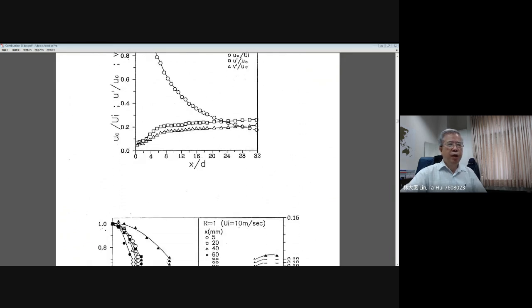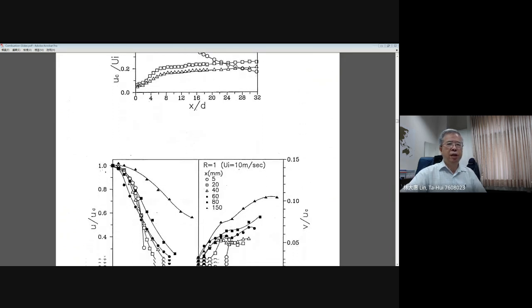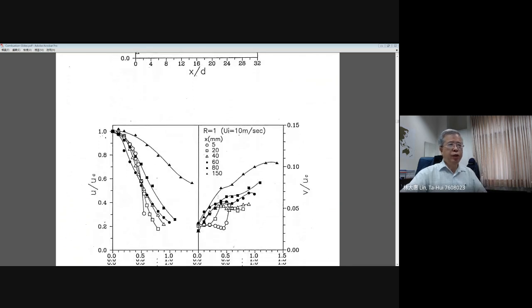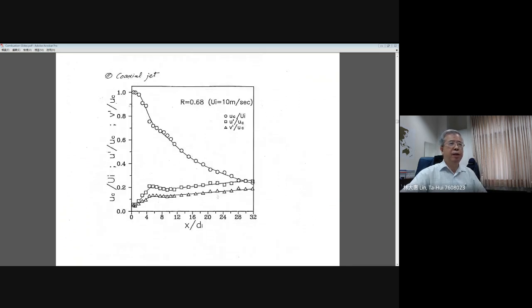But for real applications, usually you should consider the coaxial jet. Then we do another experiment, trying to introduce the outer flow to meet with the inner jet, and this is a coaxial jet. And R basically is the velocity ratio between the inner jet and the outer jet. I will not explain this in detail, but you understand that in this case we have the outer jet with a small injection velocity compared with the velocity in the inner jet.